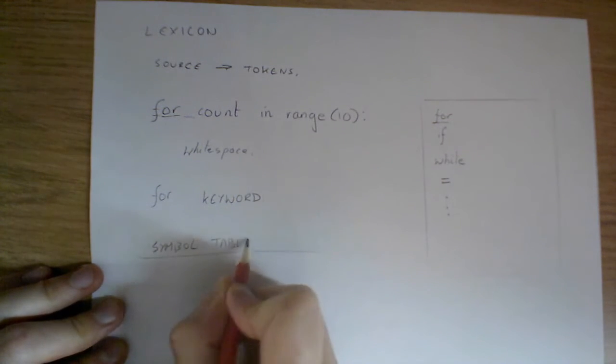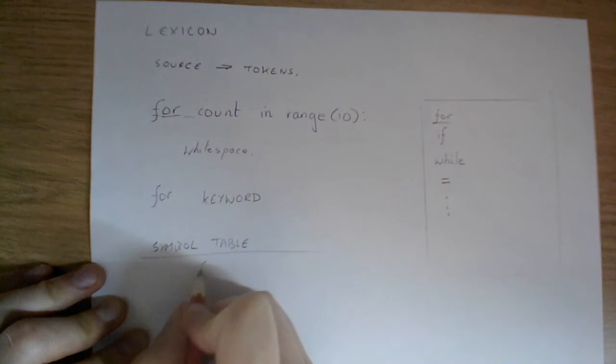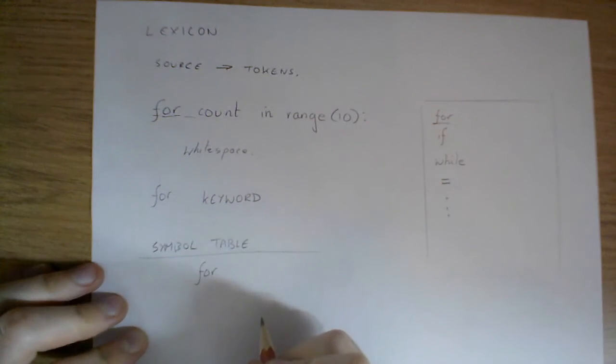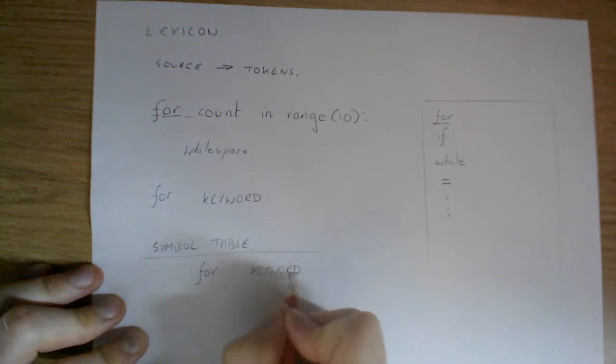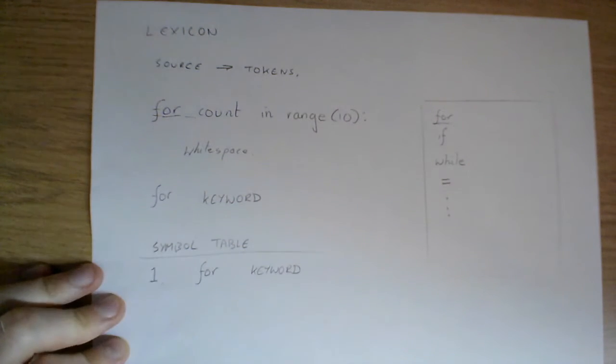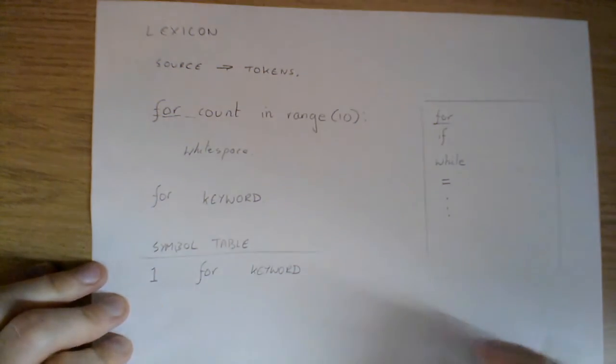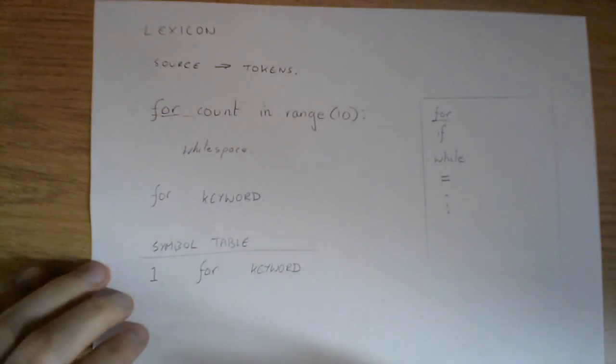It says, okay, I've got 4. That's my value, it's a keyword, and I'm going to give it the numeric value 1 in this case. You'll see how this all fits in as we go through.